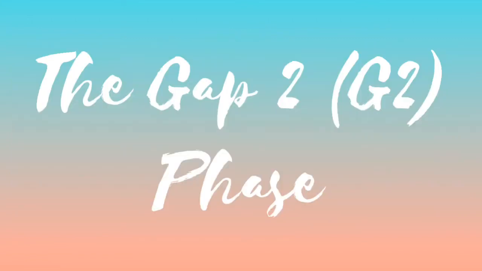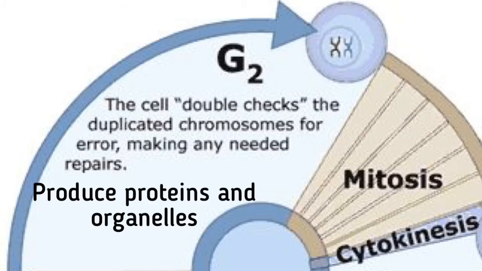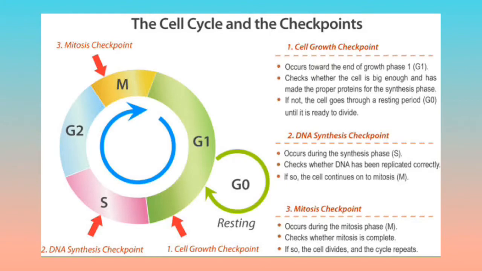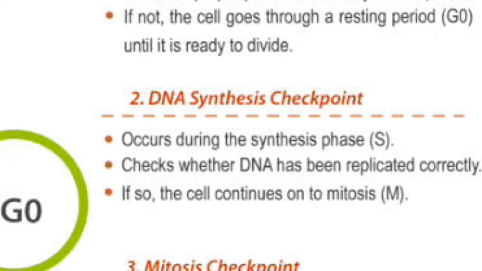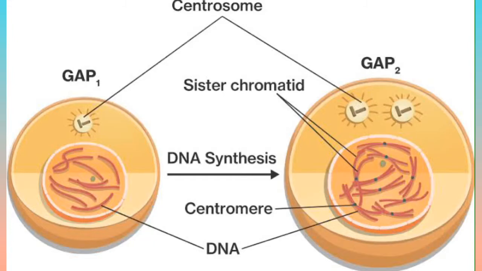Gap 2 or G2 phase. In G2 phase, the cell grows further, produces proteins and organelles, and starts rearranging the constituents of the cell for mitosis phase. At the end of the G2 phase, another checkpoint is activated called the G2 checkpoint. G2 checkpoint ensures everything is ready for division and M phase. The G2 phase ends when the mitosis process begins.